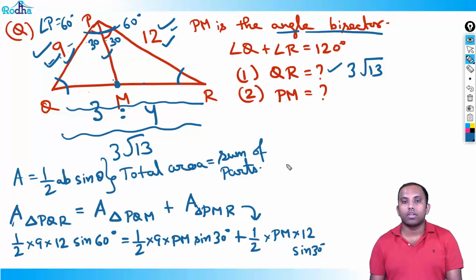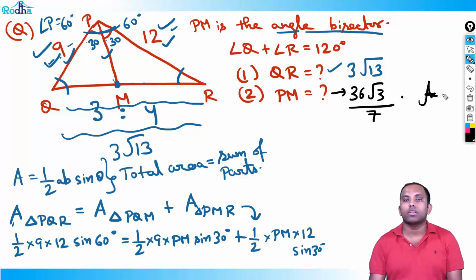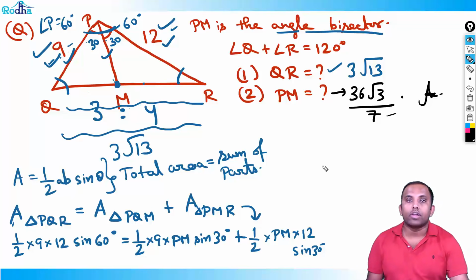You can solve this and you'll get the answer for PM. The answer for PM will be 36 root 3 by 7. You can solve it and check. So the answer for PM is 36 root 3 by 7. A good application of cosine rule here. Okay, thank you. We'll continue in the next video.